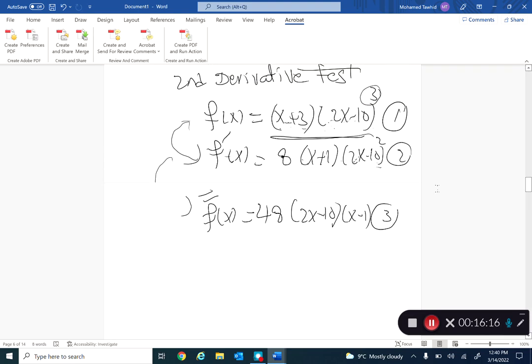All right, so now guys, if I look at equation 1, what is the domain of your f of x?